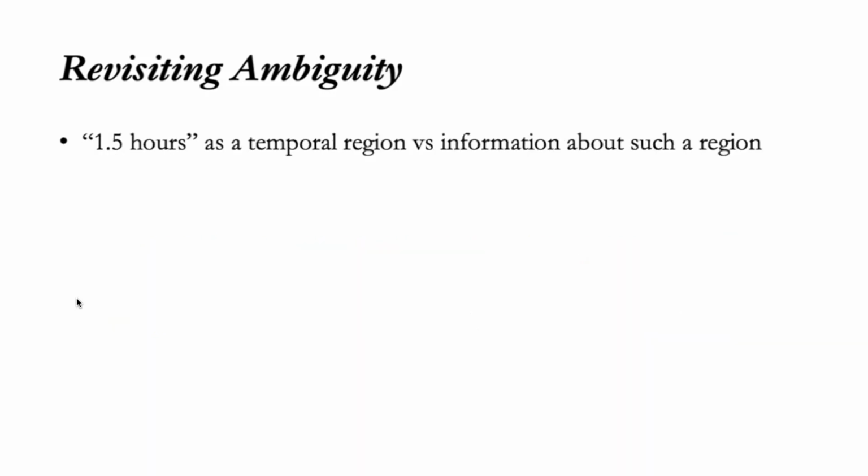How about this? 1.5 hours is a temporal region versus information about such a region. On the one hand, you can be talking about the measurement or you can be talking about the thing measured. What do you think? You can have both for sure. Remember the litmus test. What are we trying to do in answering that competency question? Which one are we modeling? What do we need to answer it?